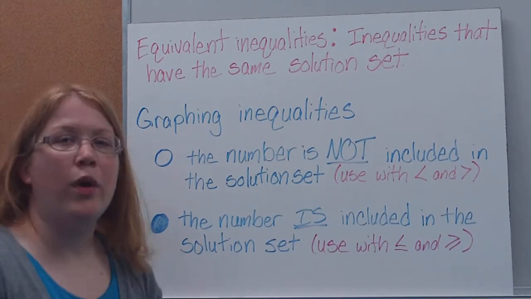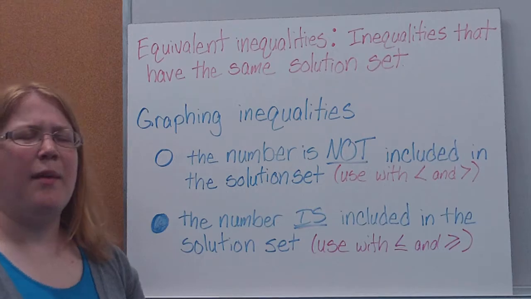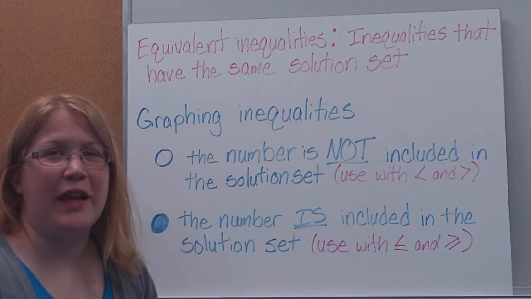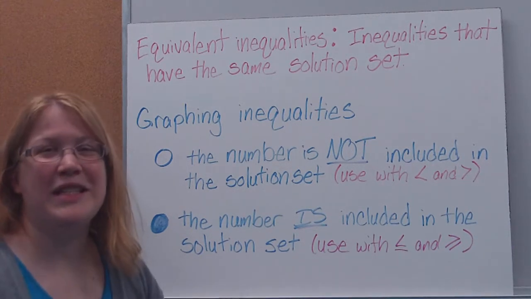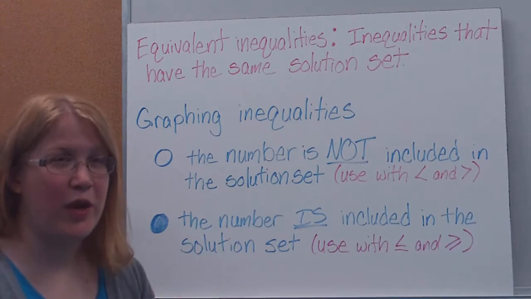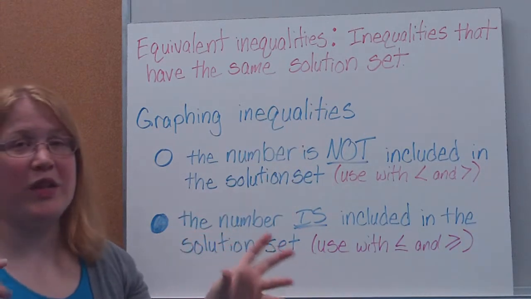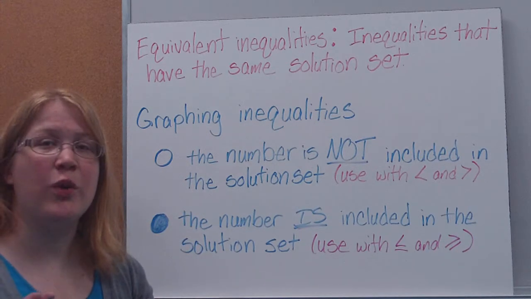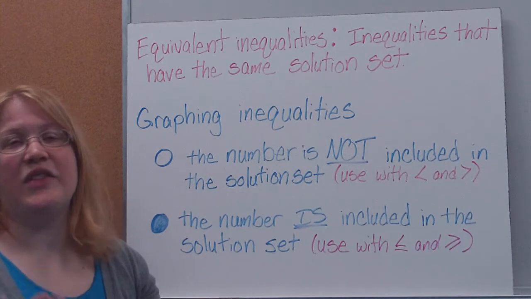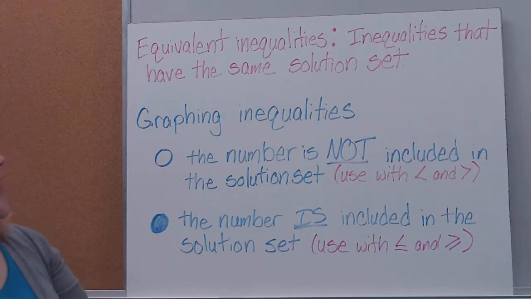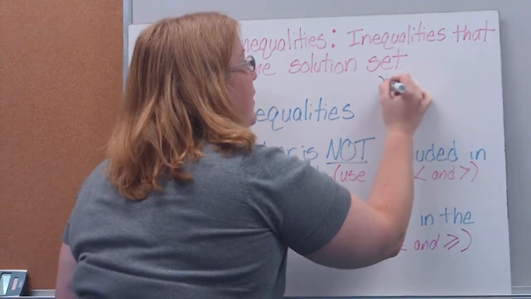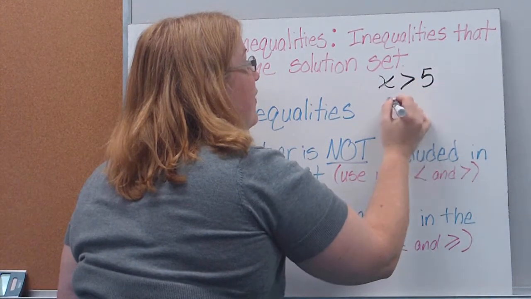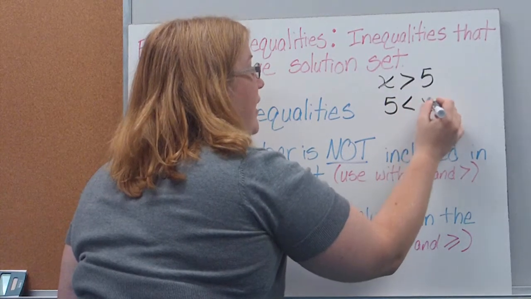All right, I have one more vocab term for you here, and it sounds a little confusing. It's a little bit like an oxymoron. Equivalent inequalities. Sounds strange because we're talking about inequalities, which means two numbers are not equal. But equivalent inequalities simply mean I have two inequalities that are stating the same thing. So, for example, I can write x is greater than 5, or 5 is less than x.